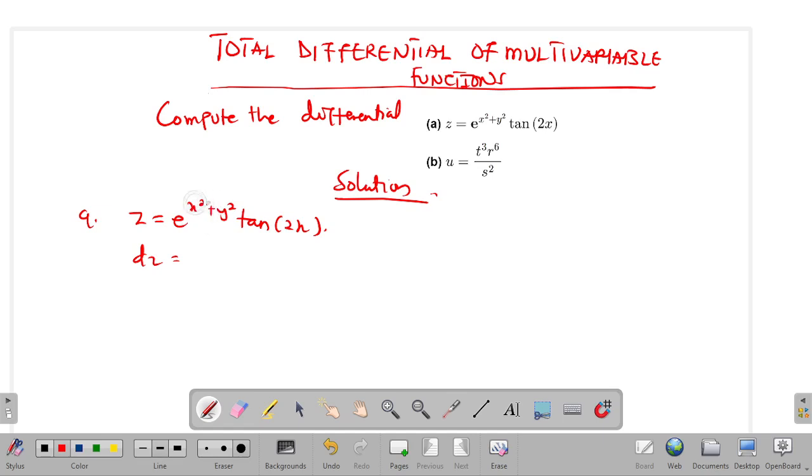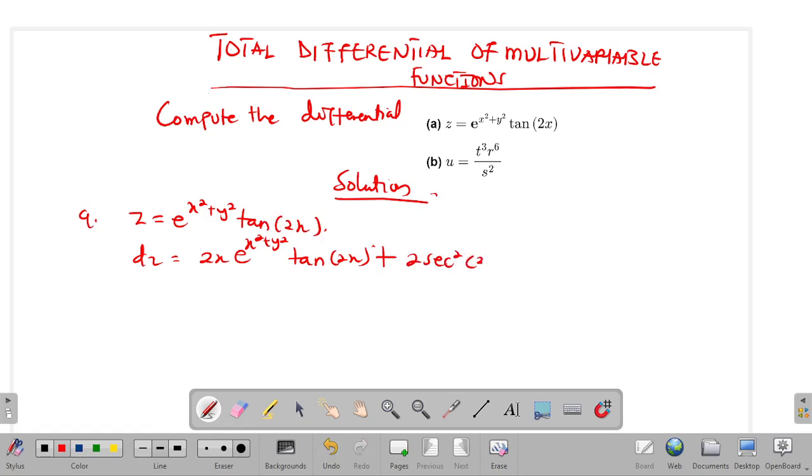With respect to x, in the power x squared plus y squared, only x becomes our subject of interest. y is a constant, so it becomes 0. When I differentiate this, I'll get 2x, right? So 2x will multiply e to the power x squared plus y squared. Then your tan 2x will come. Plus, now let me differentiate this. Remember, when you differentiate this, you are going to get 2 sec squared, sorry, 2 sec squared 2x.